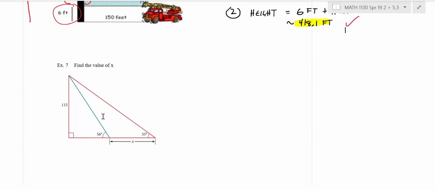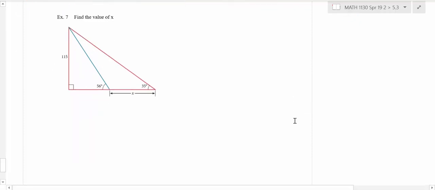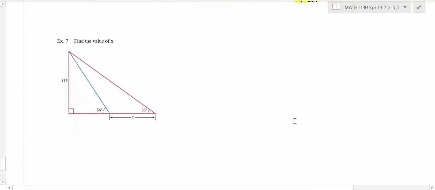But right now, I'm going to bypass that. We're just learning how to do triangles right now. So we need to think about what we can do to solve a problem like that. There are really two right triangles in this problem: this right triangle with the 56-degree angle, and then the big right triangle with the 35-degree angle.